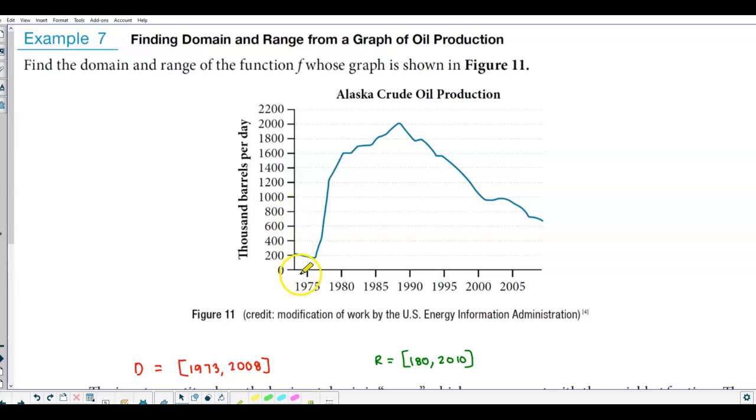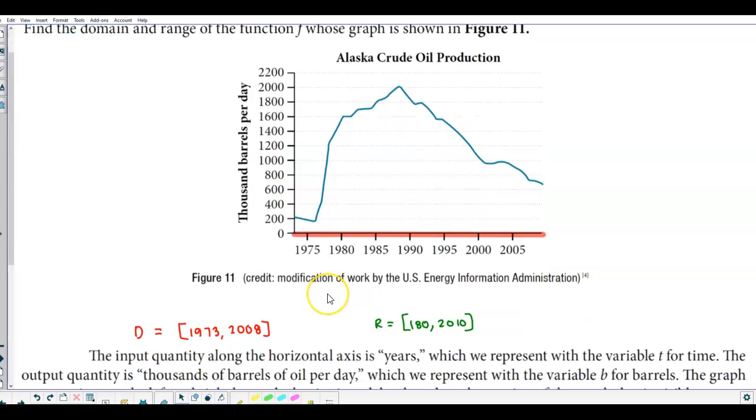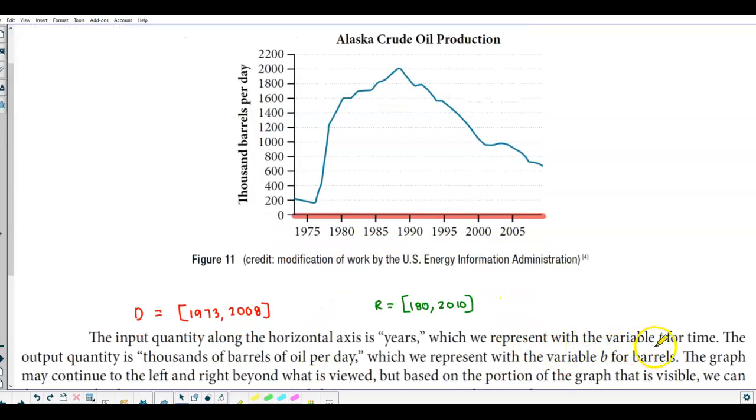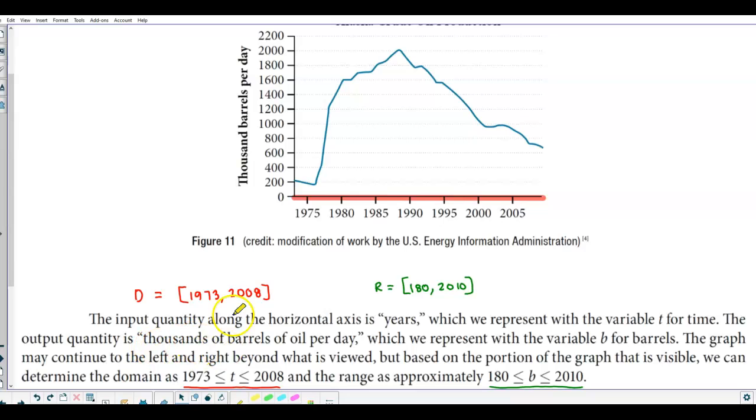Now remember that the domain is everything on the horizontal axis. This is the x-axis. And so we can see here that the graph starts right here, and it's going all the way towards here. So the input quantity along the horizontal axis is the years, which we represent with a variable t for time. Now the output is the thousands of barrels per day, and so we represent the variable b for barrels.